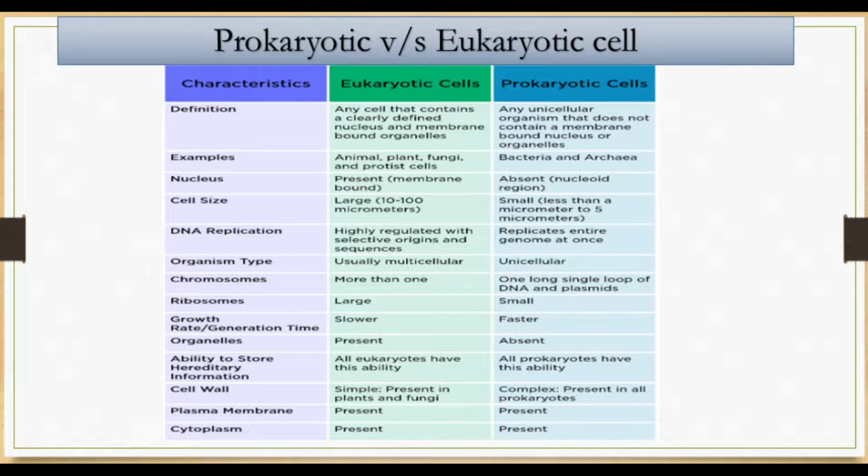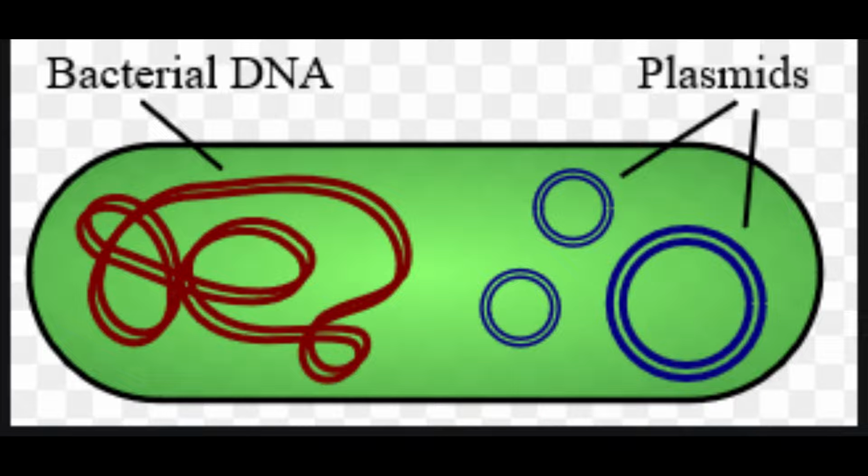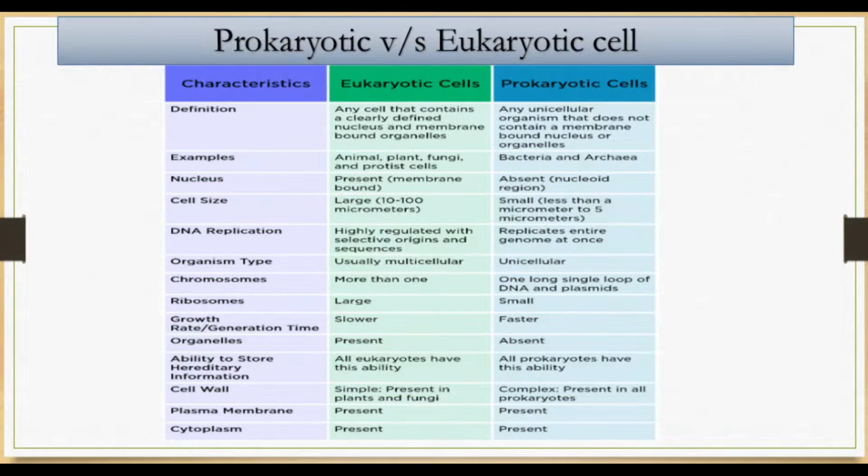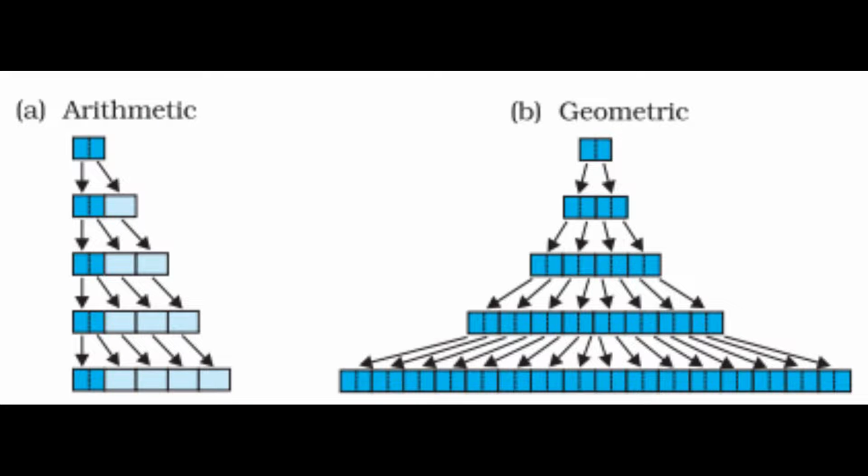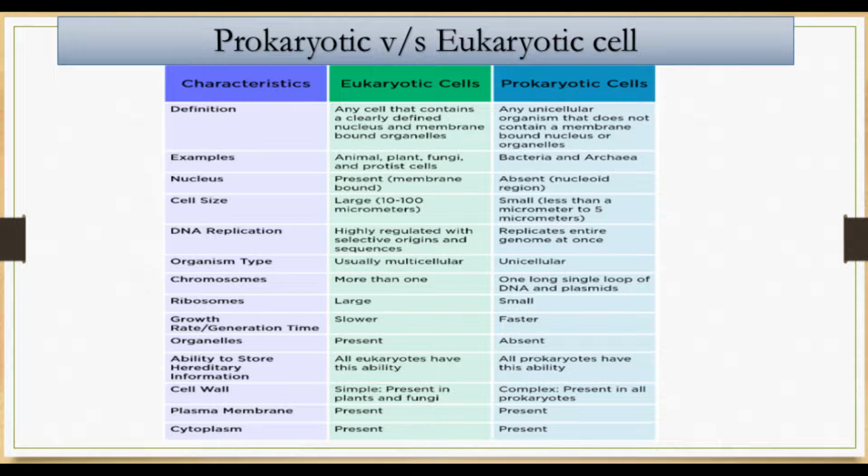We'll study in detail what a chromosome is. It is a genetic material. There is more than one chromosome in case of eukaryotes, but a long single loop of DNA and plasmids in case of prokaryotes. In case of ribosomes, they are large in eukaryotes and small in prokaryotes. The growth rate, meaning the replication or division time, is slower in eukaryotes and fast in prokaryotes.